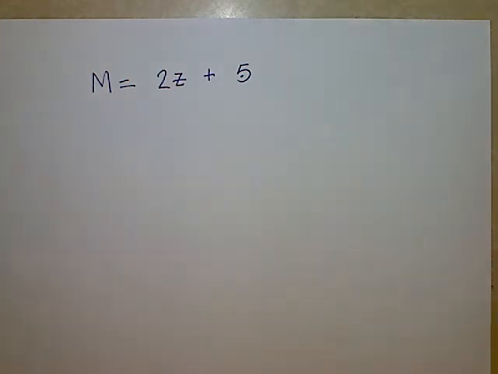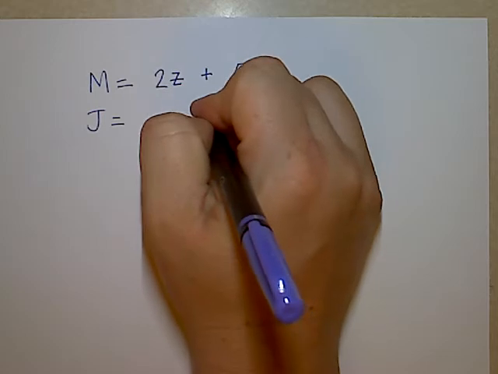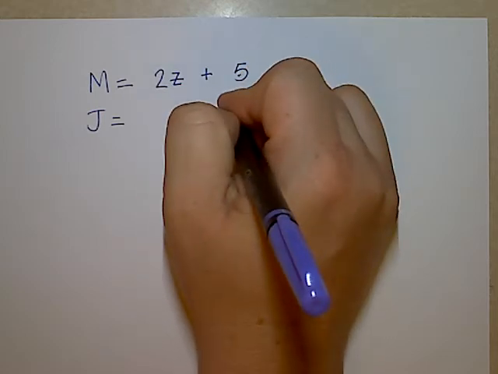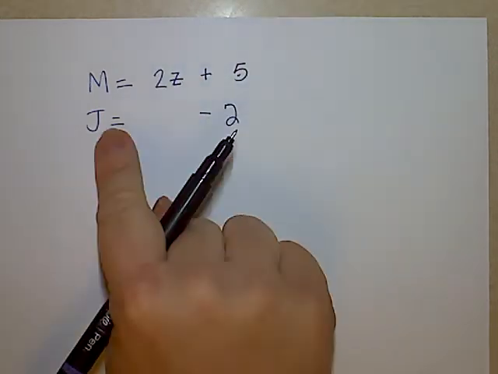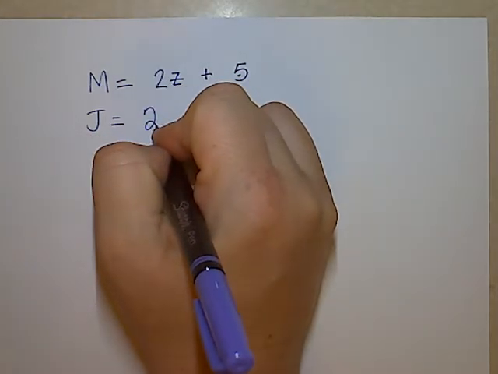Jerry scored 2 less than twice the number of points as Mike. Jerry scored 2 less than. Less is to subtract, and because we see the word than, it has to go in back. Jerry scored 2 less than twice the number of points as Mike.